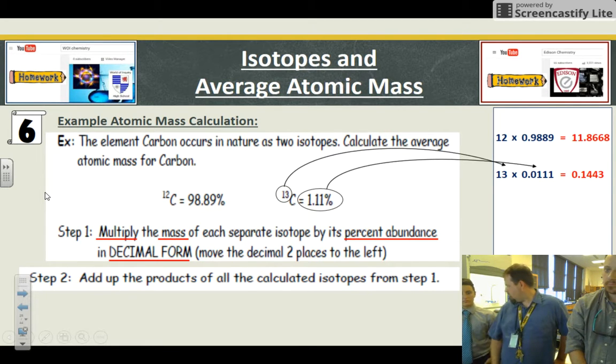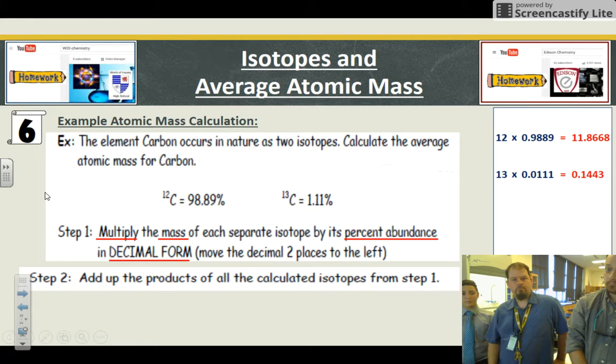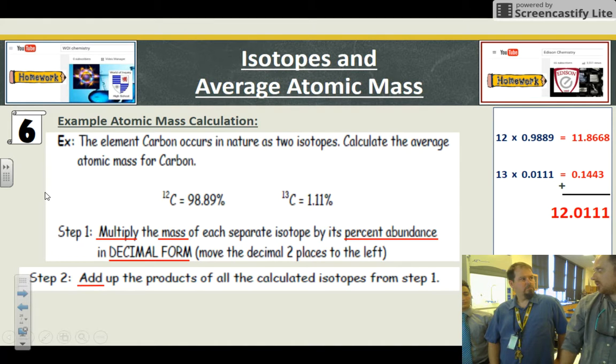Step 2 says, you're going to add up all of those products that you got in step 1. So I'm going to add these up and I get an average atomic mass of 12.0111. And this is what's actually on the periodic table. And this is why all the decimals on the periodic table are there. Because every element has isotopes, and they're not all created equal.